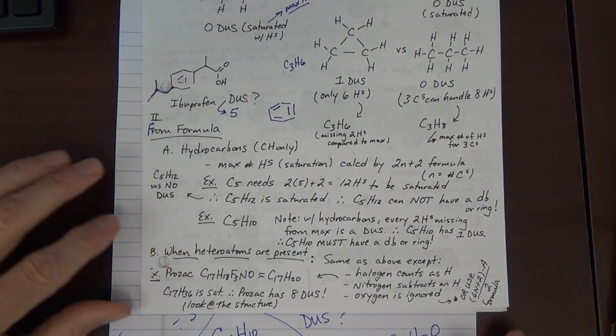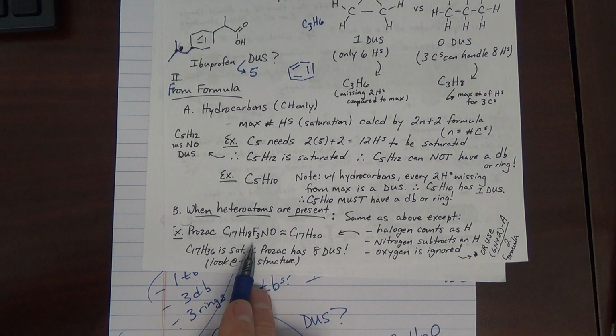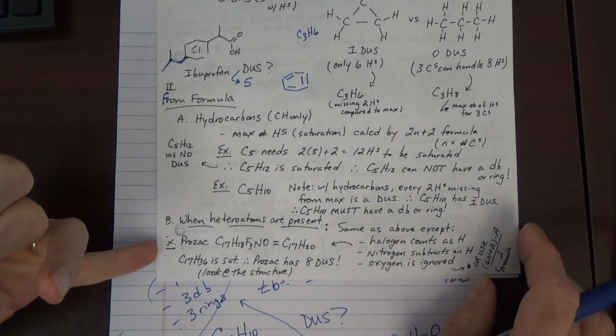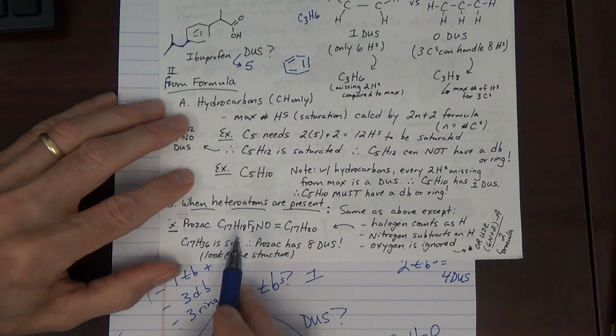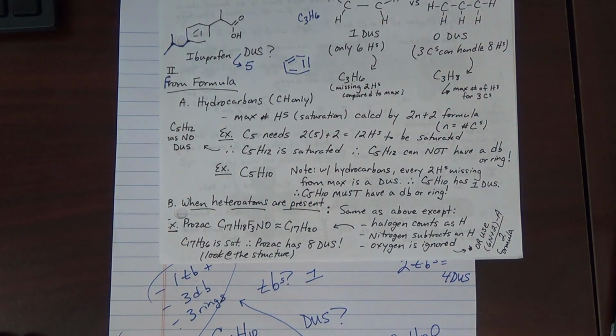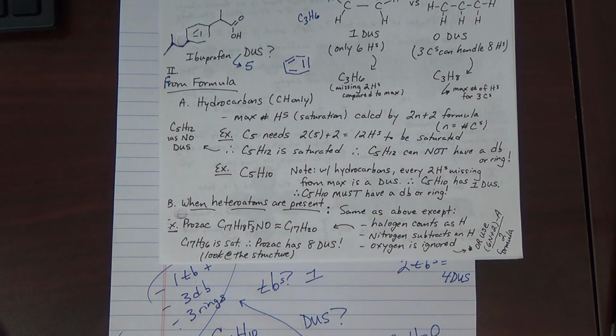Now we can do a larger example. Prozac, the structure is shown on the drug sheet, practice sheet on like page 2 or 3. And we'll look at that. We'll look at the structure, but first let's determine DUS from formula. Then we'll look at page 2 in the workbook.